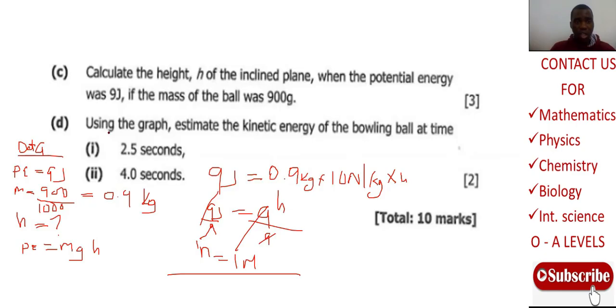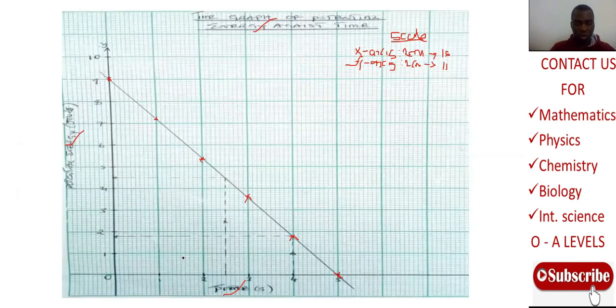This question says, using the graph, estimate the kinetic energy of the bowling ball at time 2.5 seconds. So this one, you just go to time 2.5 seconds, which is here. You draw a dotted line, then where it meets the slope here, you go this side and pick up the value, which was 1, 2, 3, 4, okay, so this was 4.5 joules. That is our answer.